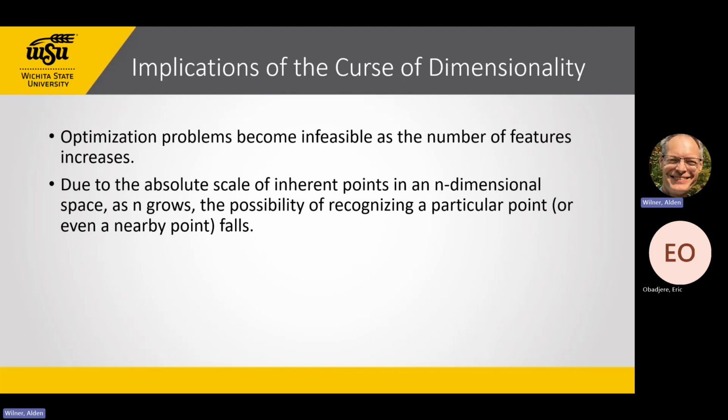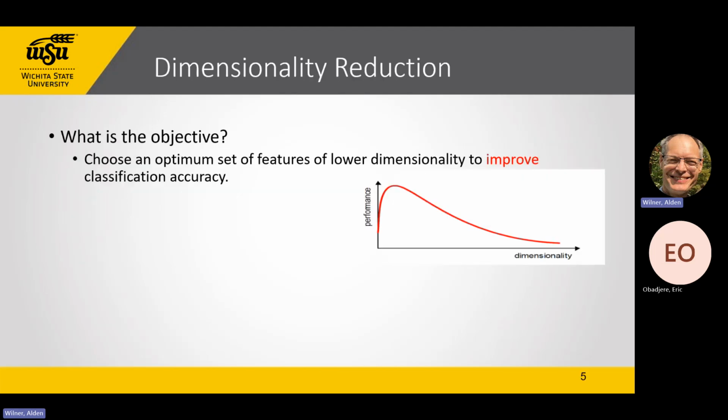To the absolute scale of inherent points in an n-dimensional space, as n grows, the possibility of recognizing a particular point or even a nearby point falls, right? And eventually it becomes very, very difficult to find anything.